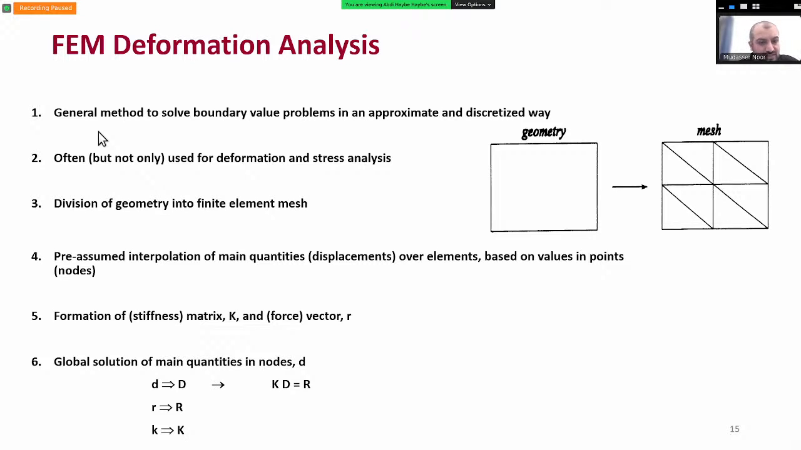you form your stiffness matrix and the so-called force vector. So the idea is to have a global solution, which is F equals K times D, where F would be your force vector, which would basically be equivalent to your stiffness matrix multiplied by the global displacements that you calculate over the nodes.